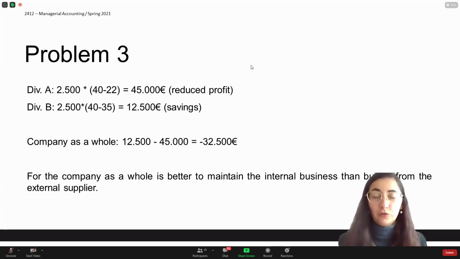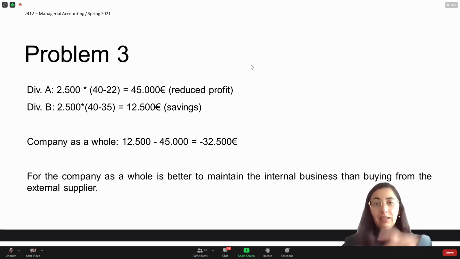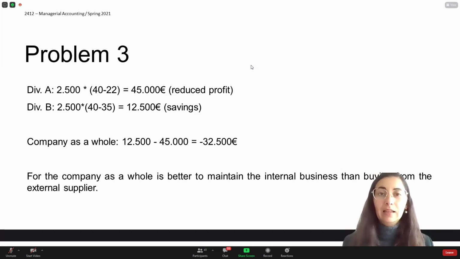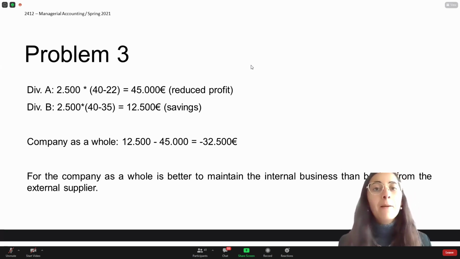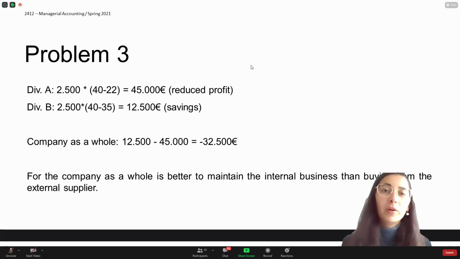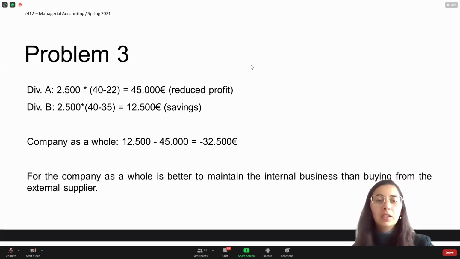While for division B, it would be very obvious. Obviously, I want to purchase from the blue company. If they could sell 10,000 units, even better, because they're selling at a lower price than what they are paying to division A. So they prefer to purchase from the blue company. But you see that it affects the company as a whole negatively. It will reduce the profit. The reduction in profit from division A is much higher than the savings from division B.